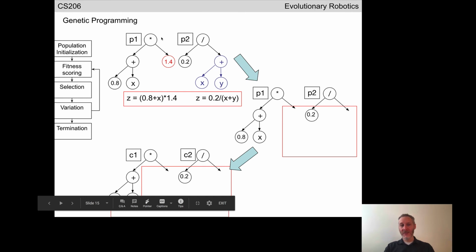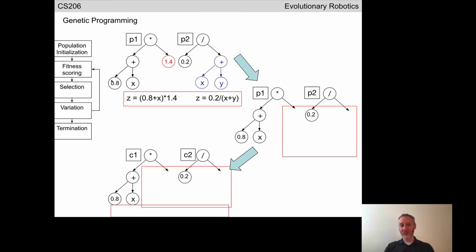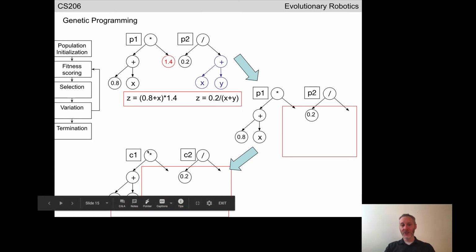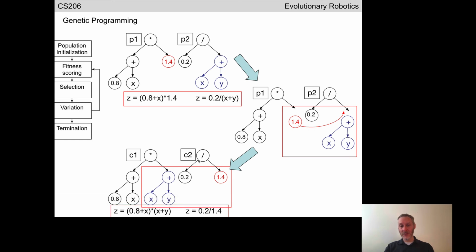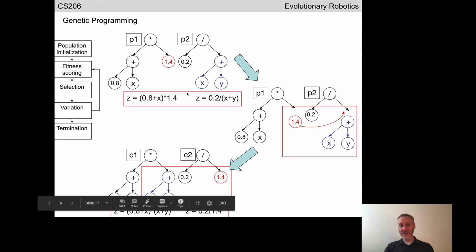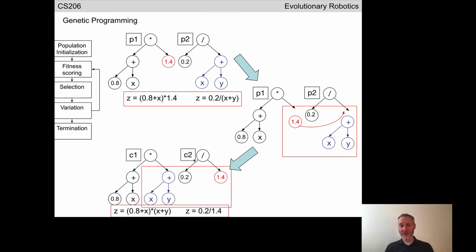C1 inherits the black genetic material from P1, but it's going to inherit genetic material from its other parent down here. So here's the blue sitting over here, and C2 has inherited the black genetic material from P1 and the red genetic material from P1. So if you stare at these two pictures, you'll notice that C1 and C2 combine genetic material or inherit genetic material from both parents.